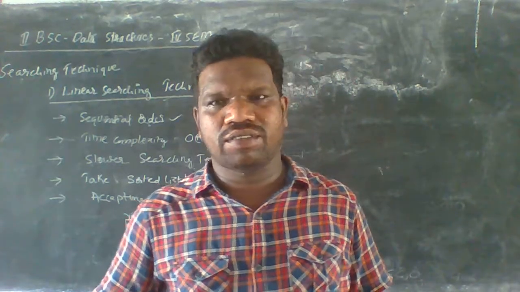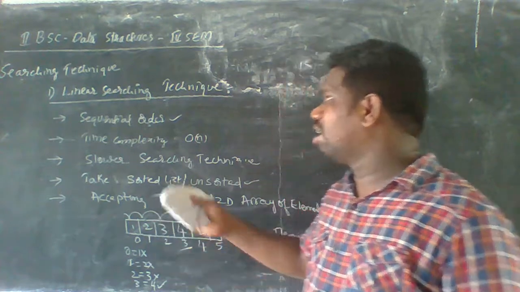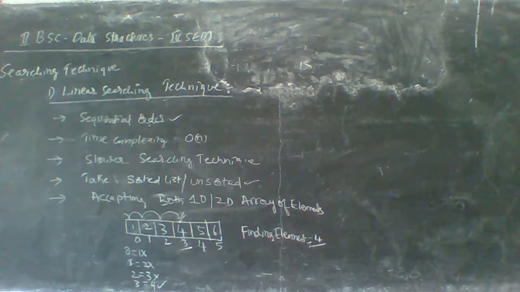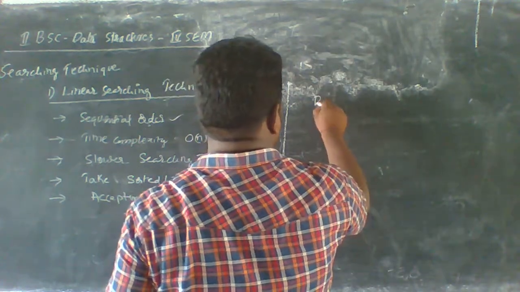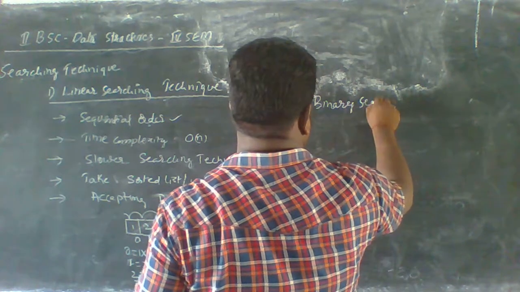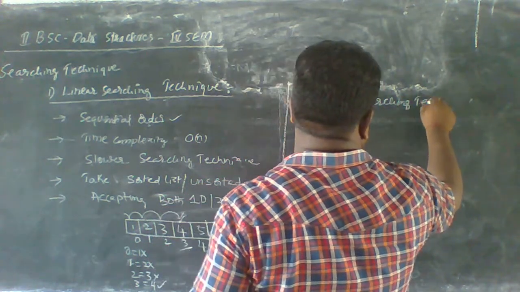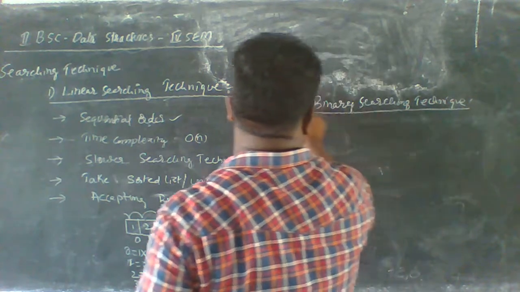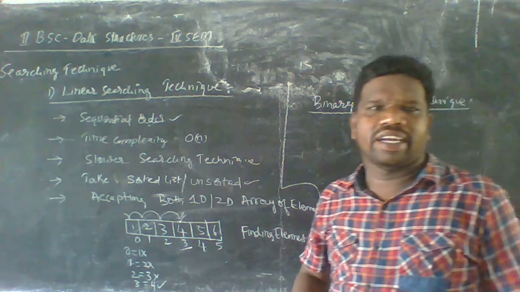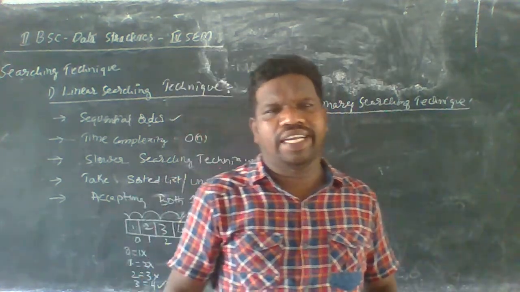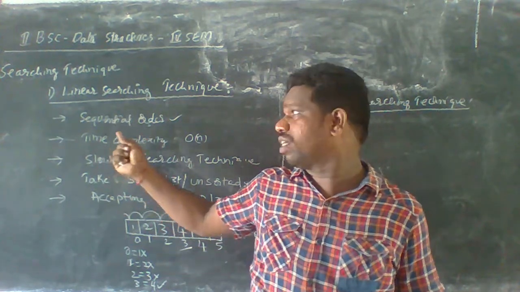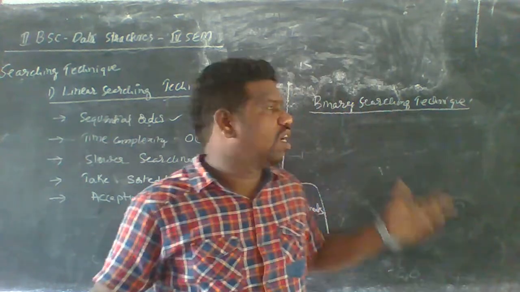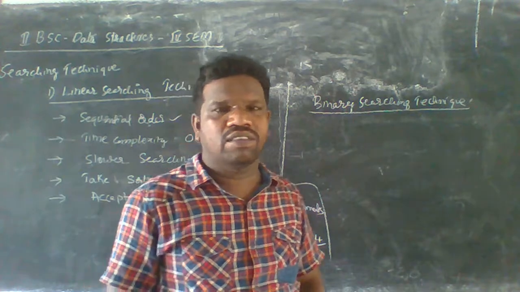Now I am going to compare it with another searching technique, which we call the binary searching technique. Okay, so binary searching technique is one of the techniques, and it is also used to find the given number. So the linear searching technique is going to follow this order here, and the binary searching technique is also going to follow some rules and regulations.